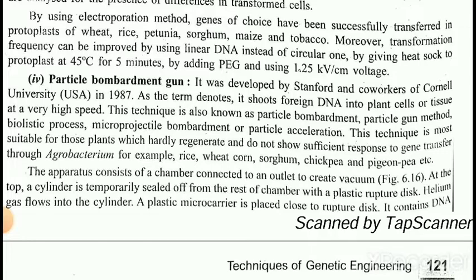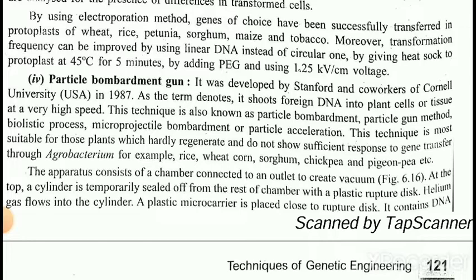4. Particle bombardment gun. It was developed by Sanford and co-workers of Cornell University, USA, in 1987. As the term denotes, it shoots foreign DNA into plant cells or tissue at a very high speed. This technique is also known as particle bombardment, particle gun method, biolistic process, microprojectile bombardment, or particle acceleration.